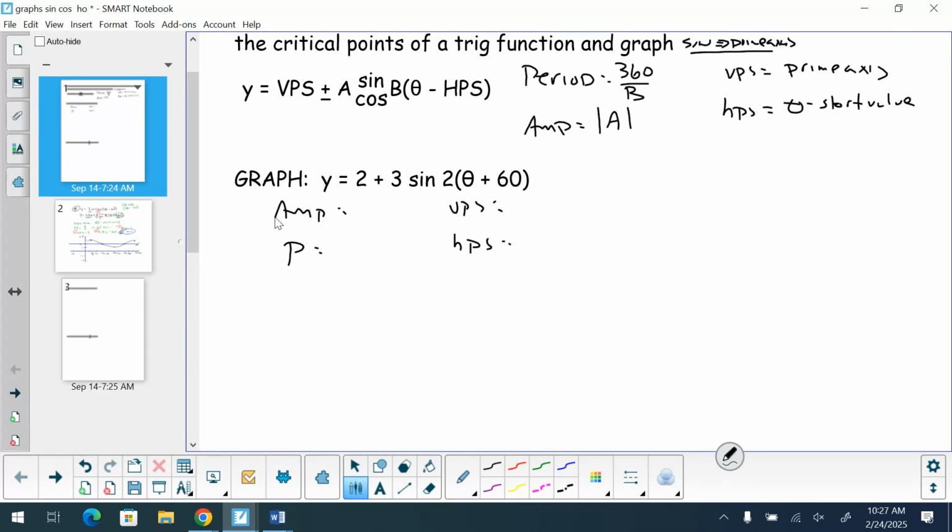When you're dealing with sine, you're on the prime axis. We're going to deal with cosine. Cosine, you're in a valley. That is everything that we have talked about so far.